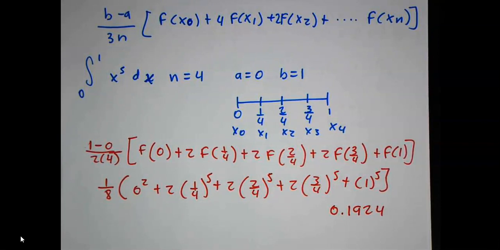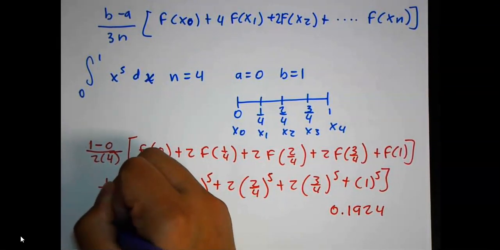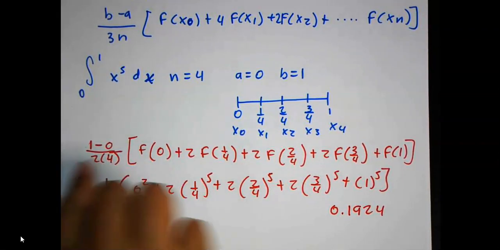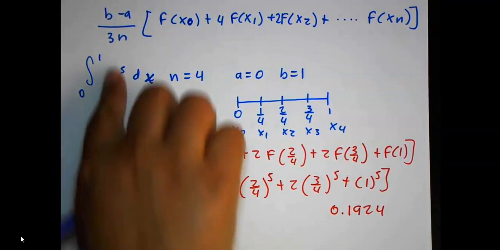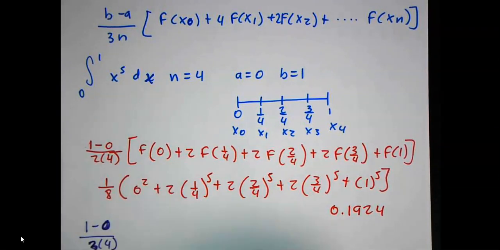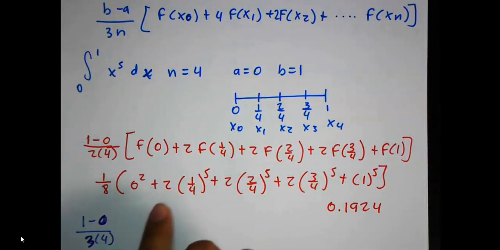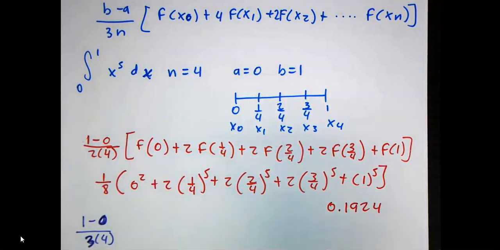Let's do the other rule, Simpson's rule. Super similar, a little bit different though. So it's b minus a over 3 times n, so 3 times 4. So now we're alternating 4, 2, 4, 2, 4, 2.